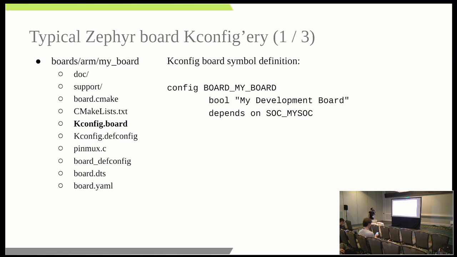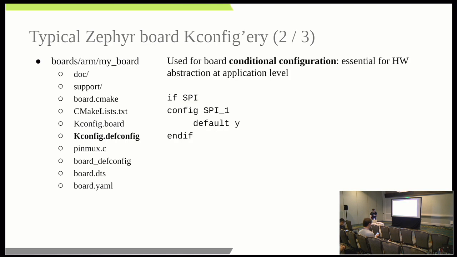Now I'll go to the Kconfig. For a single core board, there are three Kconfig files that are used to describe a board. First Kconfig.board that defines a Kconfig for the target. Then a conditional Kconfig file, which is used for conditional configuration.